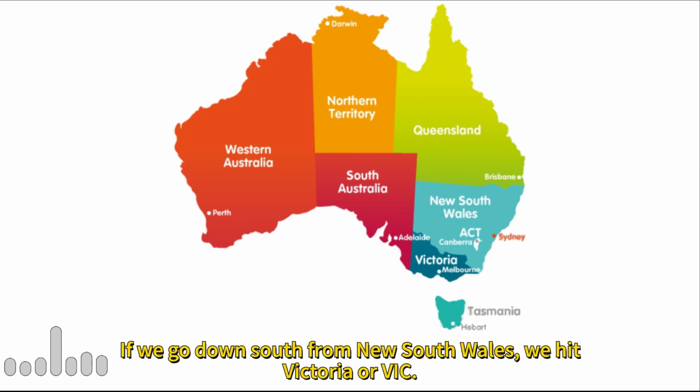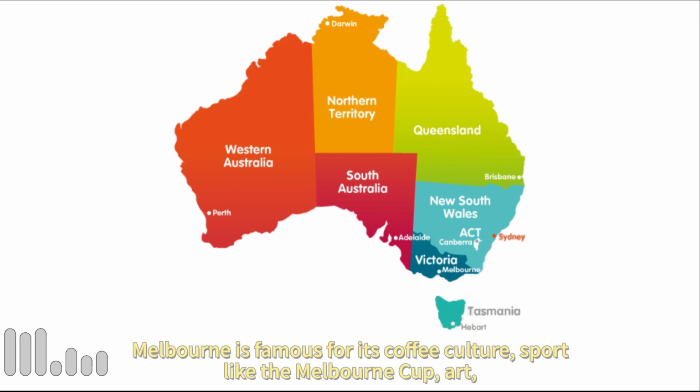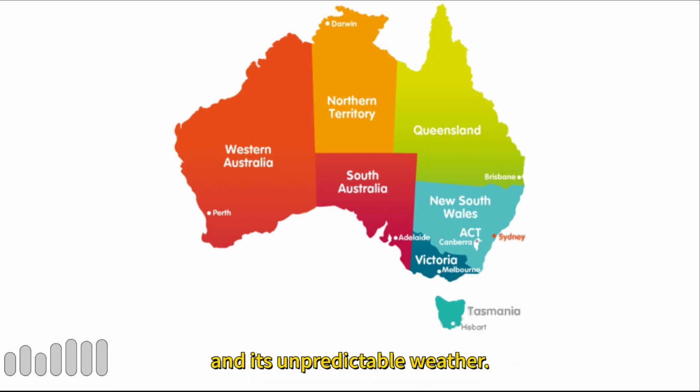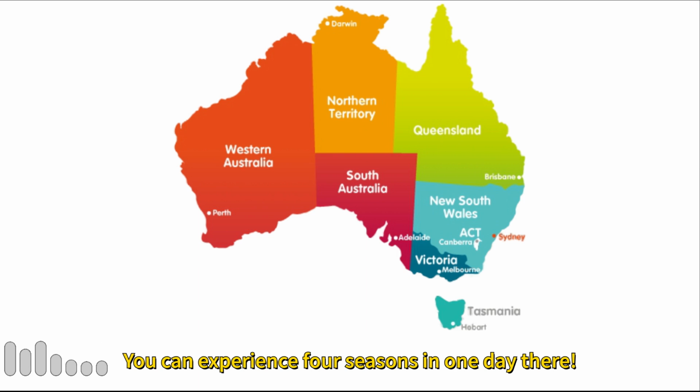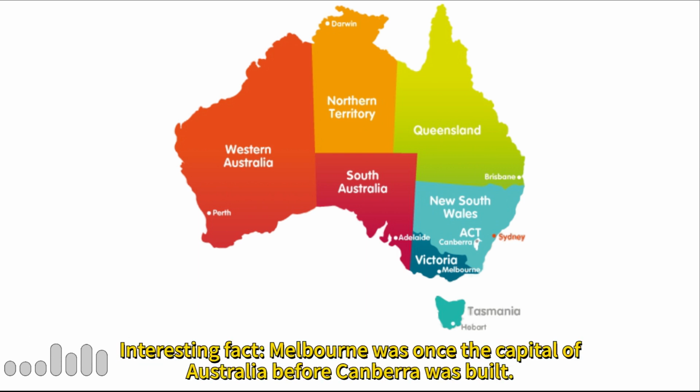If we go down south from New South Wales, we hit Victoria or Vic. Its capital city is Melbourne. Melbourne is famous for its coffee culture, sport like the Melbourne Cup, art, and its unpredictable weather. You can experience 4 seasons in one day there. Its famous landmark would probably be the Great Ocean Road. Interesting fact, Melbourne was once the capital of Australia before Canberra was built.